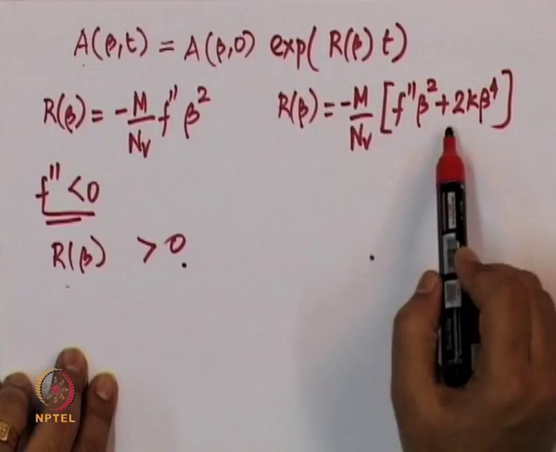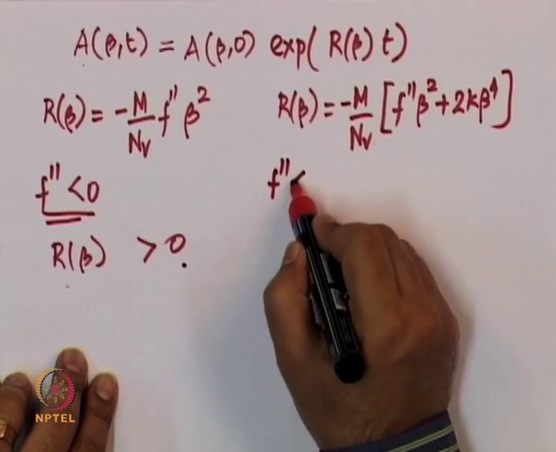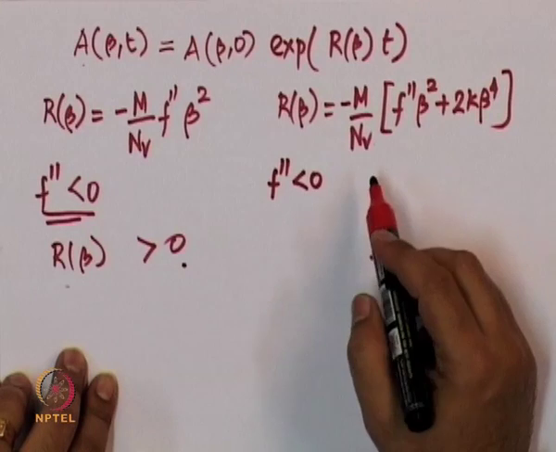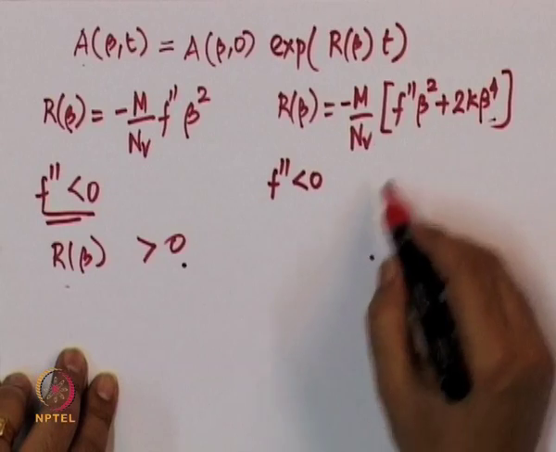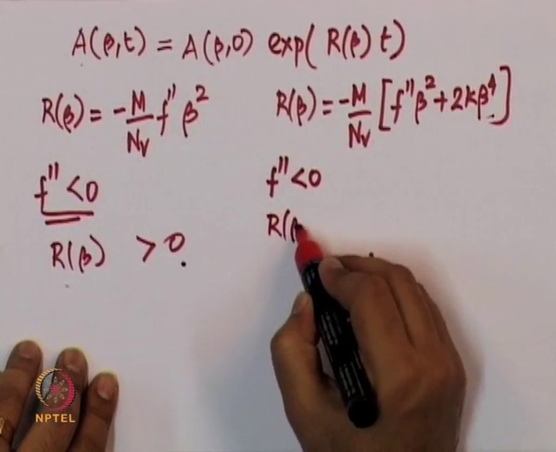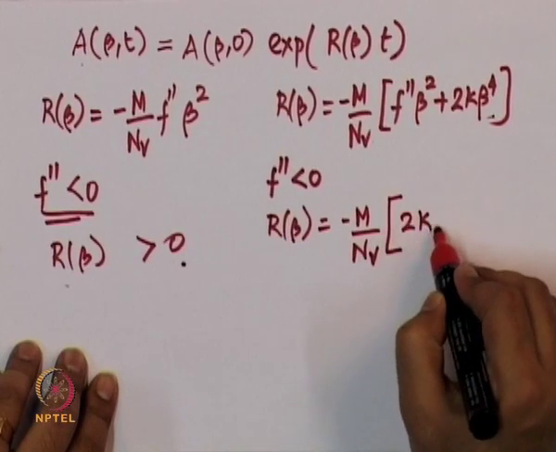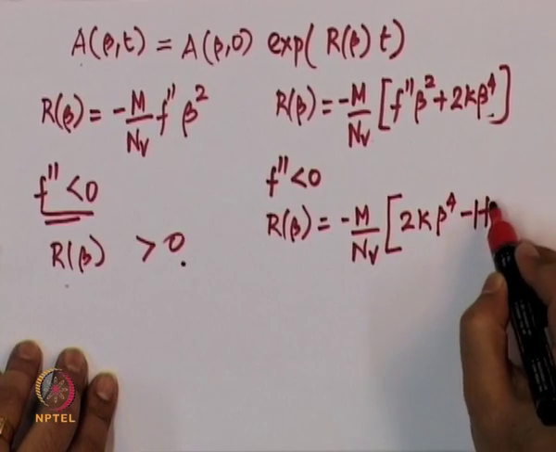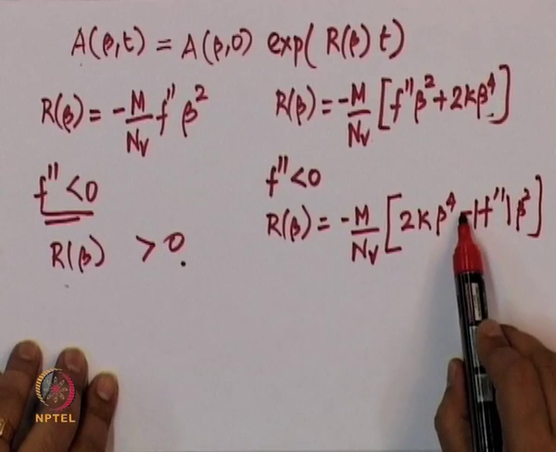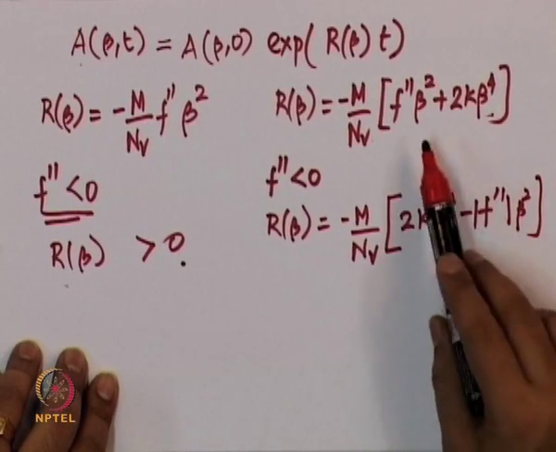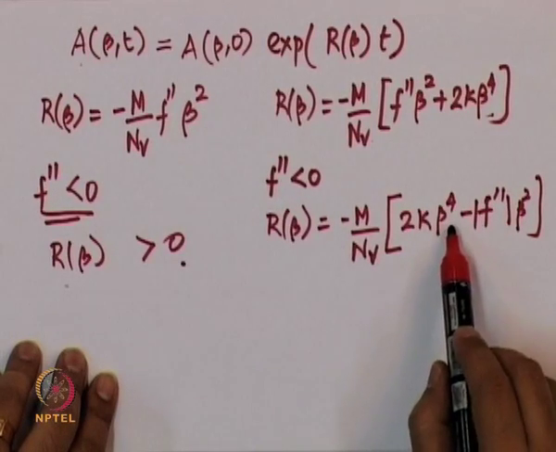On the other hand, if you see this case, you have R of beta. Let us take here also f double prime less than 0, in which case R of beta is equal to minus m by nv times 2 kappa beta power 4 minus mod f double prime beta squared. The negative sign is taken and I have written f double prime as minus mod f double prime. So, this is just a number and the sign is already taken into account.